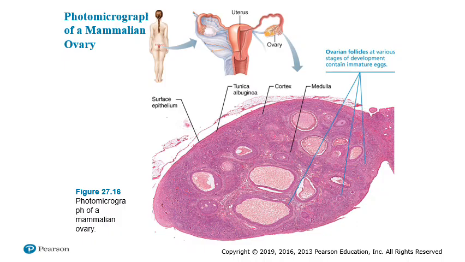So I want you to know that the ovary itself has an outer cortex that houses all the forming gametes, and it also has an inner medulla that contains large blood vessels and nerves.